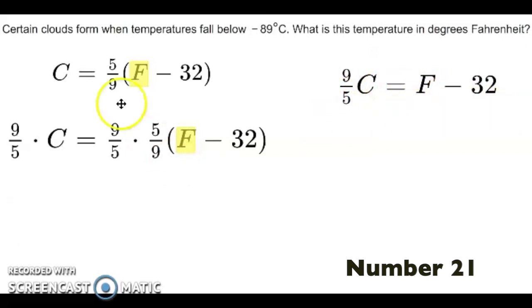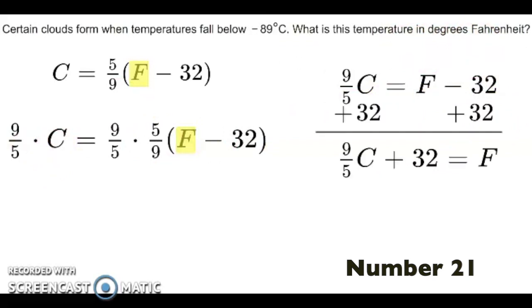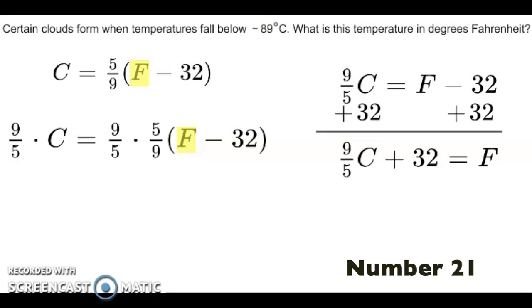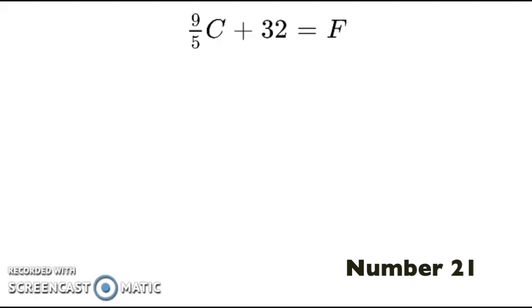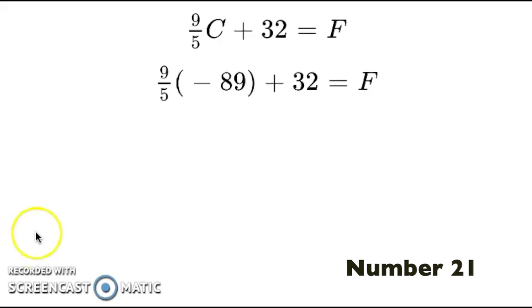So then to solve for F, all we need to do is move this 32. So we add 32 on both sides, and we have 9 over 5 C plus 32 equals F. So now we need to convert the negative 89 degrees Celsius to Fahrenheit. So we're going to substitute in negative 89 degrees for C. So take the C out and replace it with negative 89.